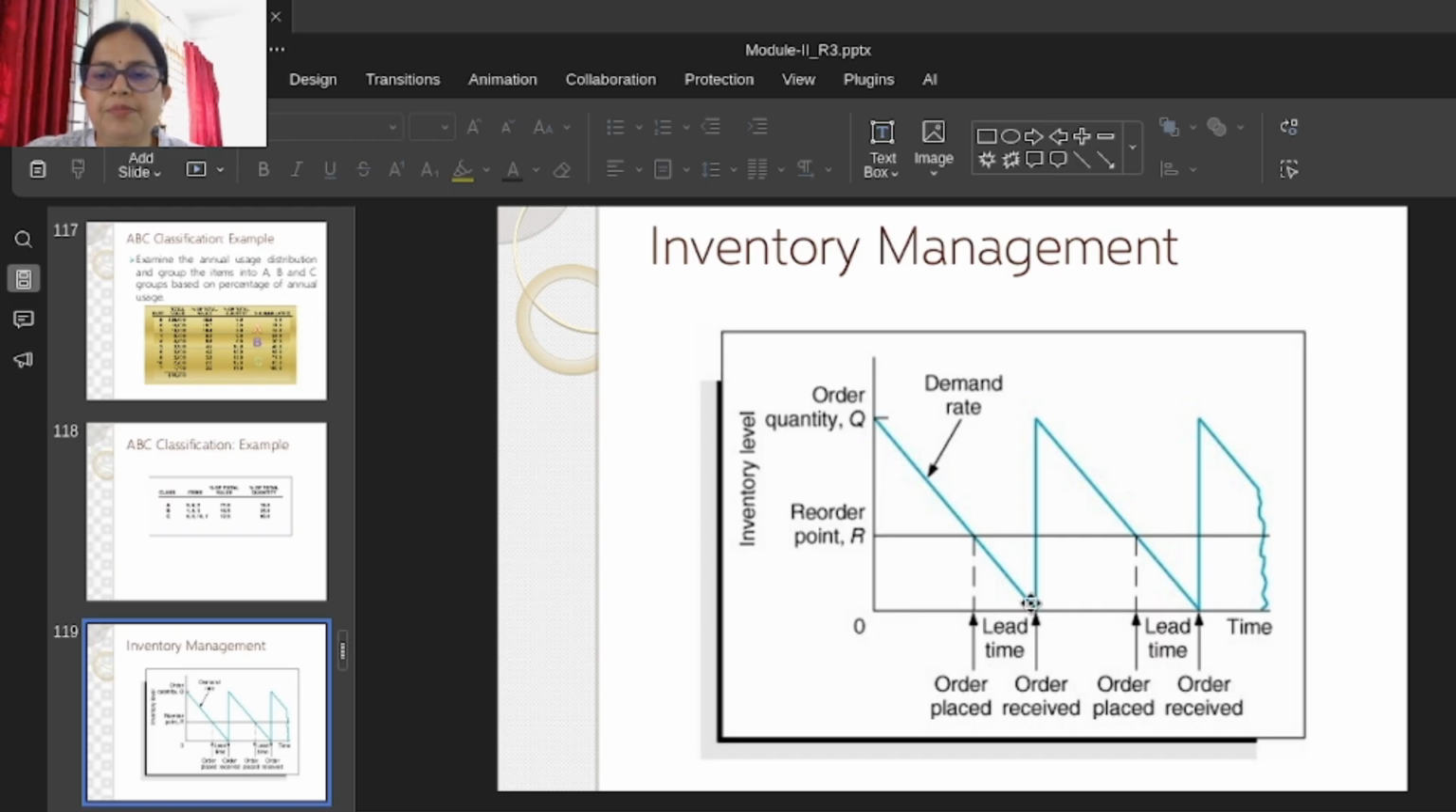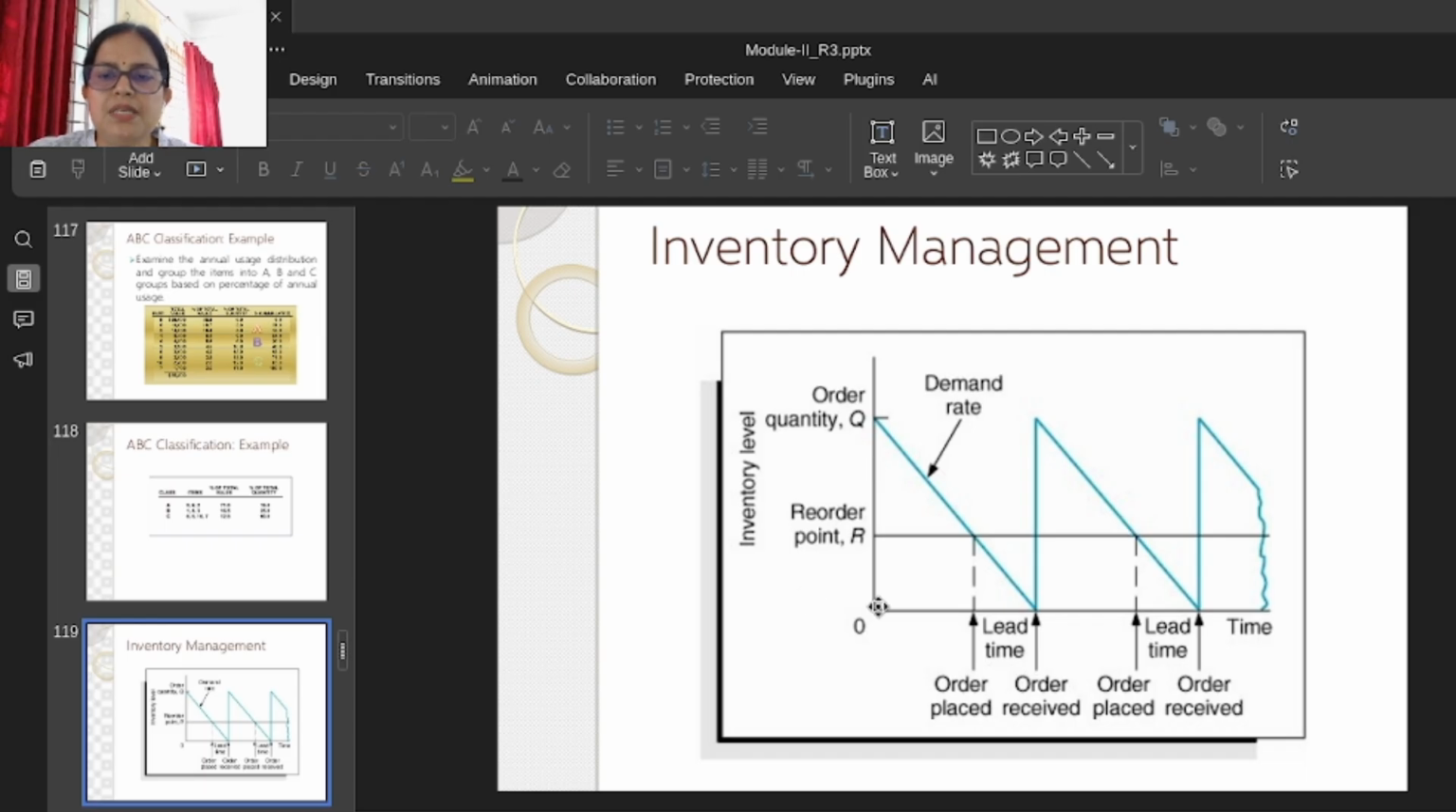Suppose we are keeping it for a unit time period, then the demand rate is constant. If you see, the maximum quantity is Q. So when we go on consuming the materials, one day it will come to zero. So what do we have to do? We have to replenish the stock. Again the cycle will continue. So this is a basic model of inventory management.